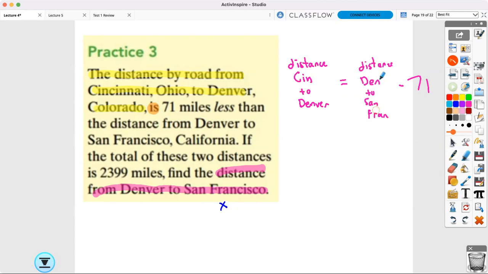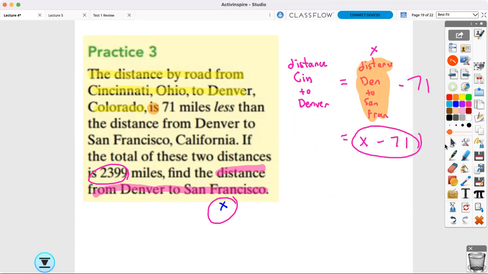But remember, guys, this whole mess here is what letter? It's x. We know that the distance from Cincinnati to Denver is x minus 71. That's what this equals. Now we know these two distances add up to what? 2399. So one distance is x. Another distance is x minus 71. So we know these two added, x plus x minus 71 equals 2399.